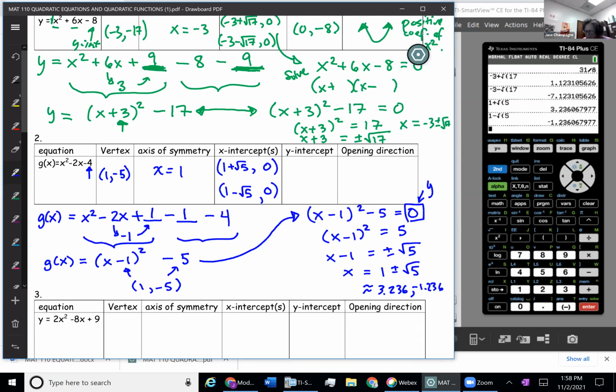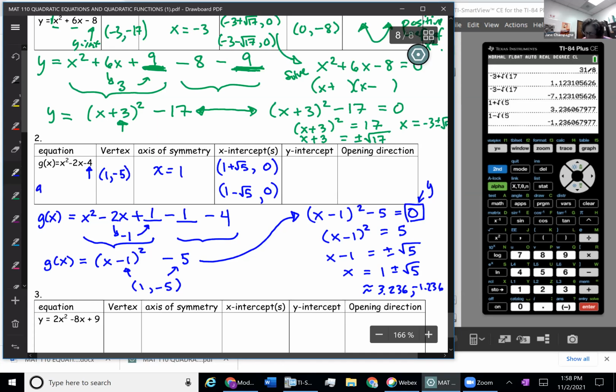The y-intercept again is nice and easy. g of 0 is -4. So that's 0, -4. And the opening direction for this one is also upward because the leading coefficient is positive.